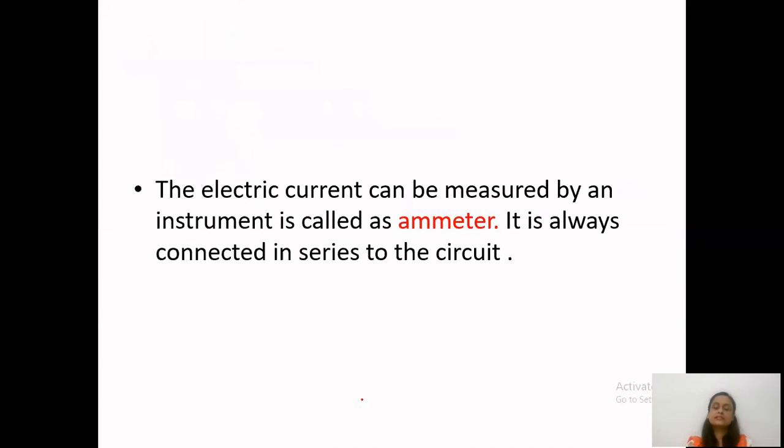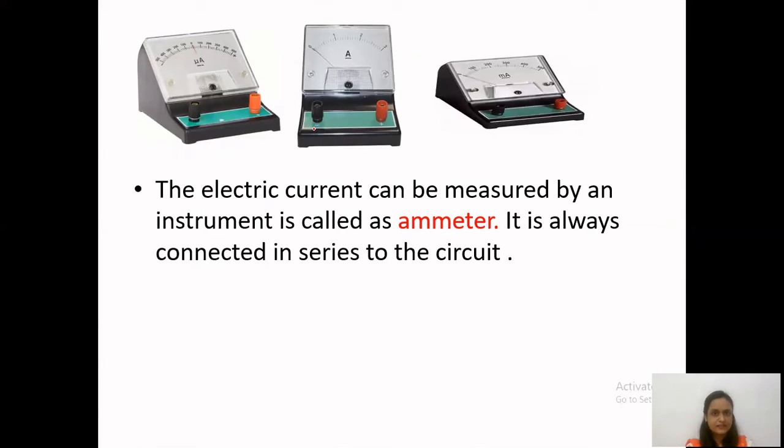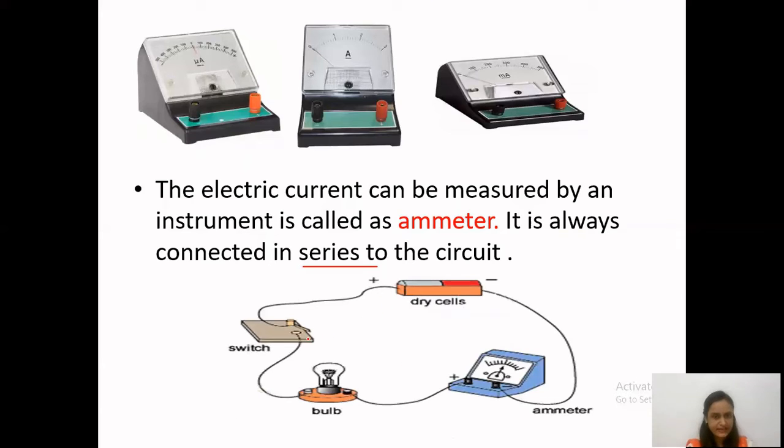Now coming to the instrument which can measure the electric current, that is known as an ammeter. You can see there are different types, with different ranges of ammeter, like ampere, microampere, or milliampere. There is a pointer and there are scales through which we can measure the amount of current in a circuit. This is called an ammeter, and it is always connected in series to the circuit, right? Suppose you have a circuit like this with a switch, bulbs, and cells. If you have to connect an ammeter, we always connect it in series, right?